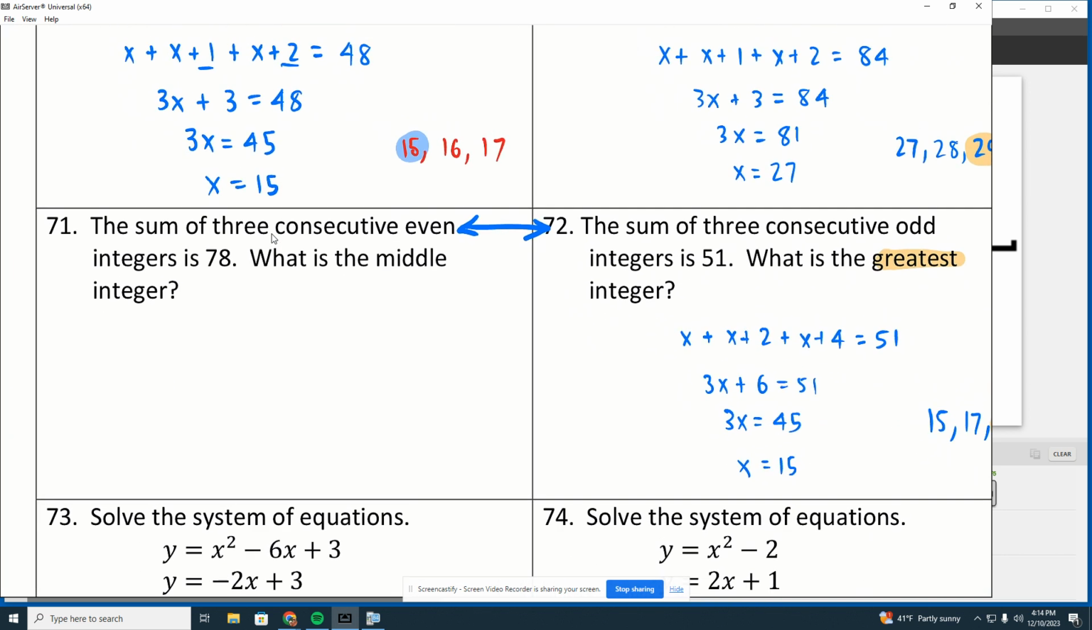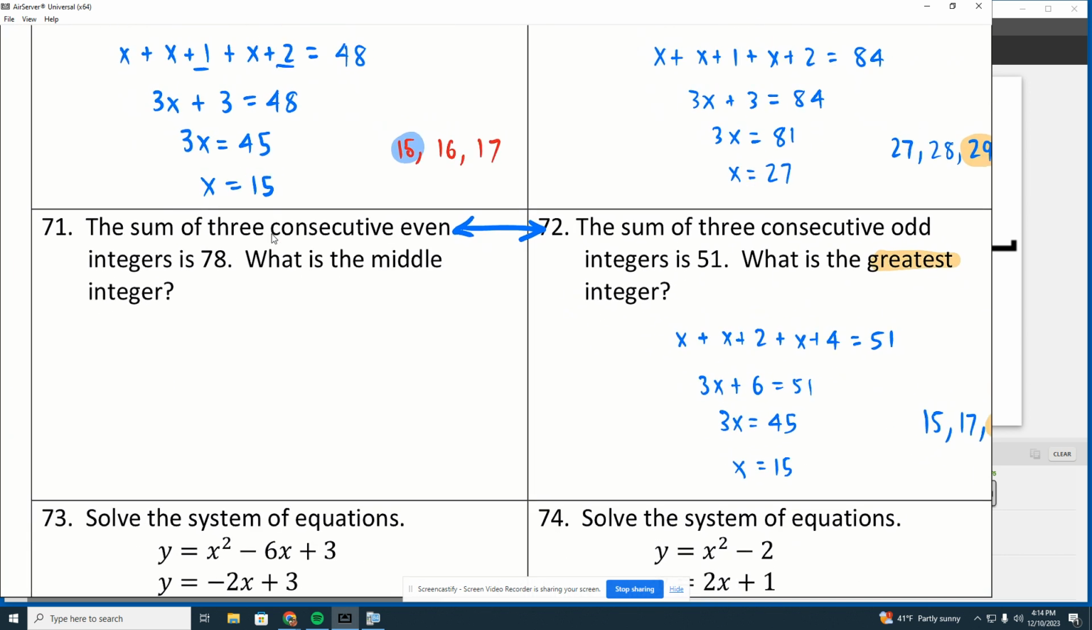So number 71 and 72. I know that one of them says even and the other says odd. But when we talked about this, we said that you treat them the same way. And here's why. No matter what the first one is, if it's even, let's say it was 4. That makes the next one 6 and the next one 8. Or if it had started and it was 5, odd, the next one would be 7 and the next one would be 9. No matter what, whatever this first one is, it's going to be x.